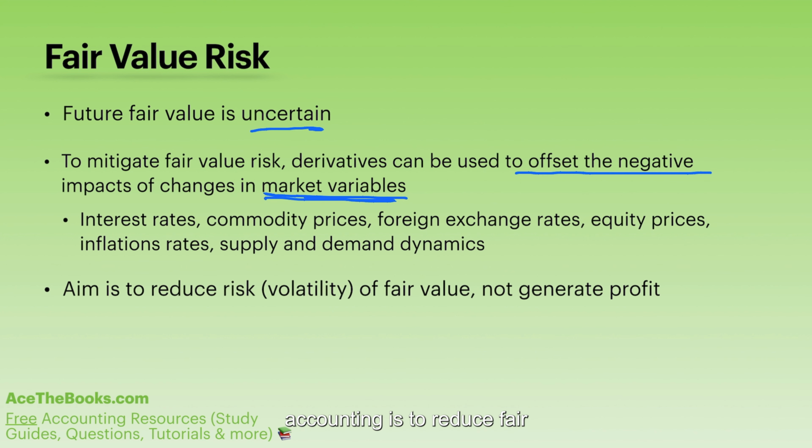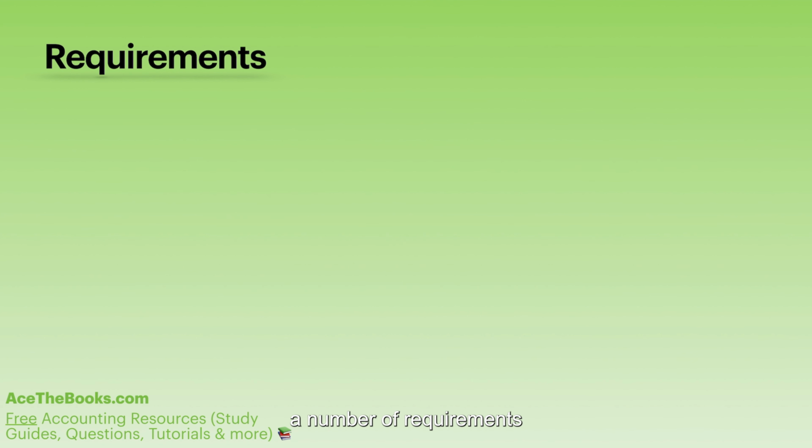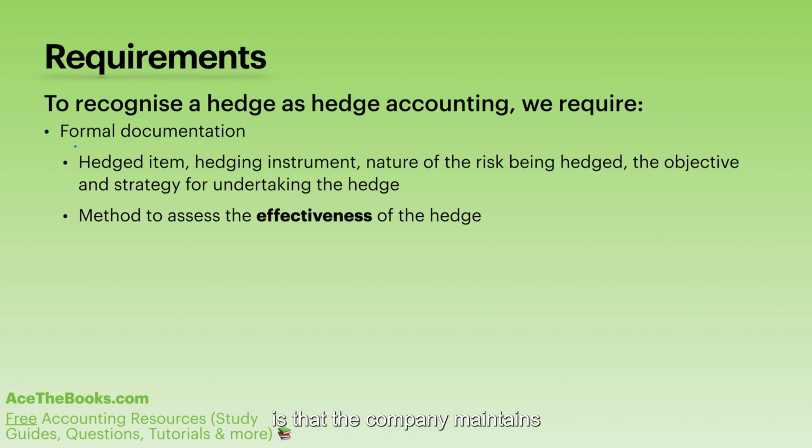The aim with fair value hedge accounting is to reduce fair value volatility, not to generate profit. If an arrangement was entered into with the intent to make profit, it would not meet the definition of a fair value hedge, and that is something important to understand. IFRS 9 outlines a number of requirements that a company must adopt to recognize a hedge as hedge accounting. The main requirement is that the company maintains formal documentation that details specifics over the exact nature of the hedged item, the hedging instrument being the derivative that is used to create the hedging relationship, the nature of the risk being hedged, so this could be interest rate risk or foreign exchange risk, for example, as well as the objective and strategy for undertaking the hedge.